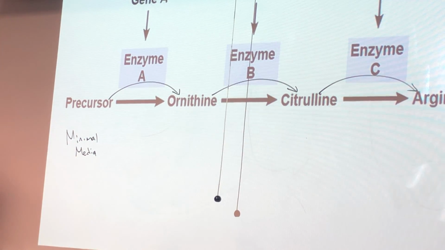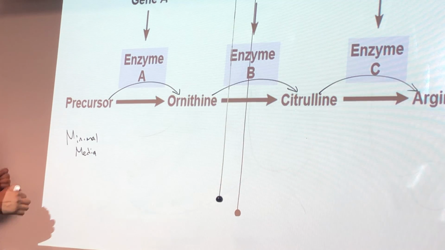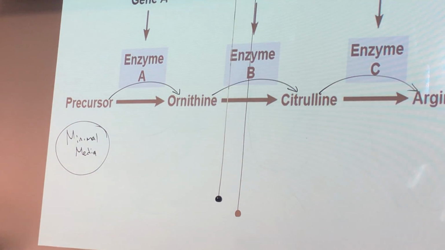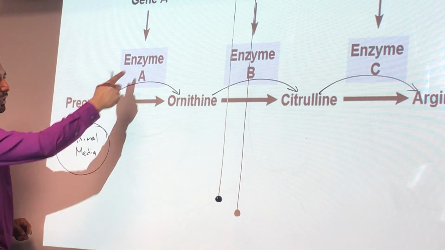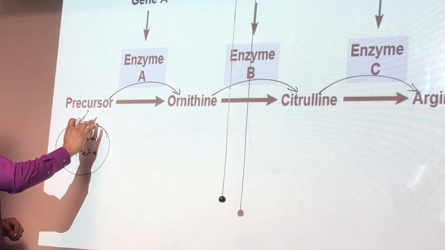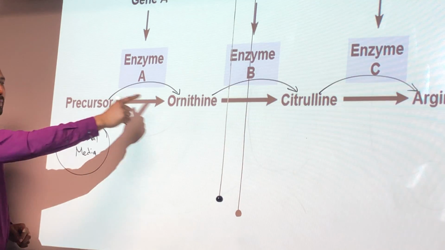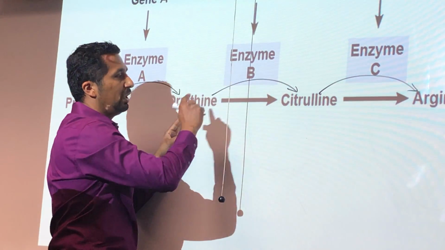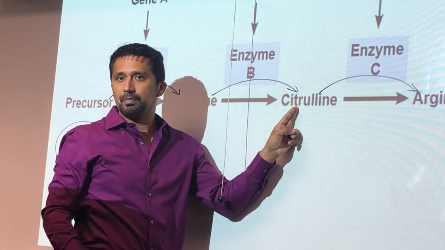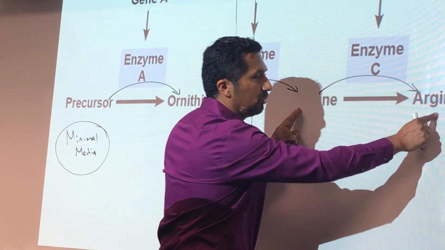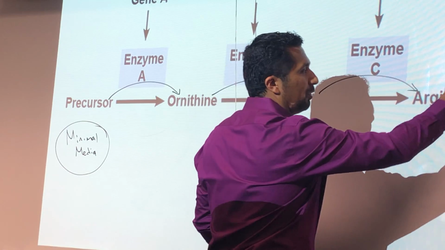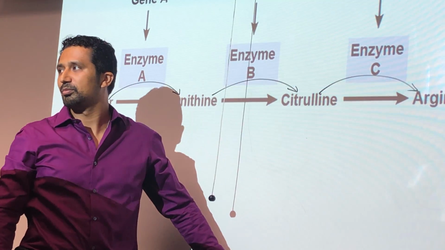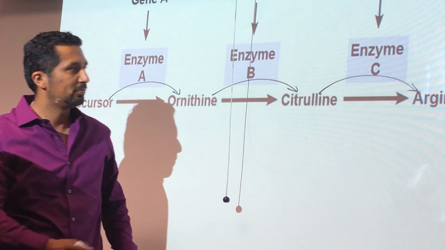So this is minimal media, all right? Let me put some diagrams. Minimal media, that's the precursor, okay? Wild type, it has enzyme A. Enzyme A will take this precursor in the minimal media and make ornithine. Once you have this ornithine, enzyme B will take it and make citrulline. Once you have citrulline, enzyme C will make arginine, and therefore the organism is able to live, grow, develop. Okay, will grow.